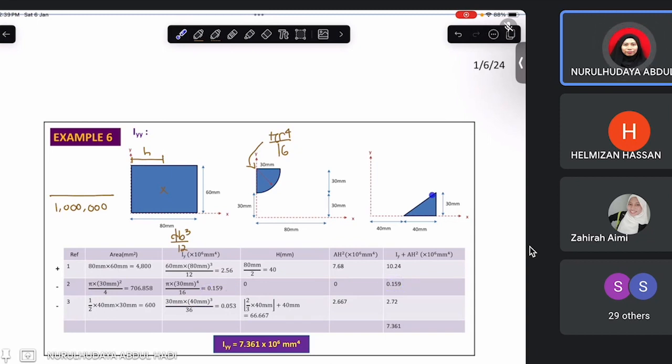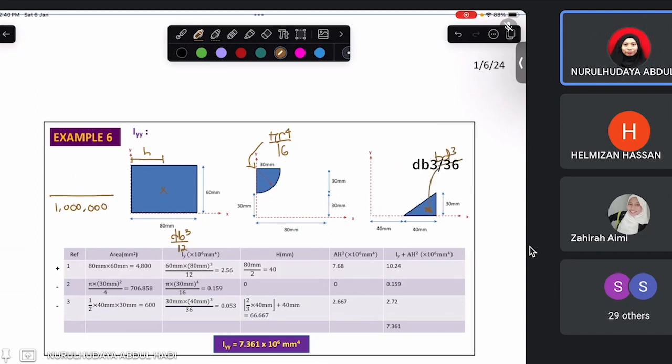And we have the triangle. Untuk triangle, the IY will be DB cube divide with 36. Dia akan jadi terbalik daripada the IX, BD cube divide with 36 kan? Terbalik kan, dia DB cube divide with 36. The centroid should be, dia punya centroid kat sini. Okay, kat sinilah. DB cube divide with 36. So, you nakkan distance dia. Dia memang dah dekat centroid, so tak perlulah nak transfer pergi centroid lagi.